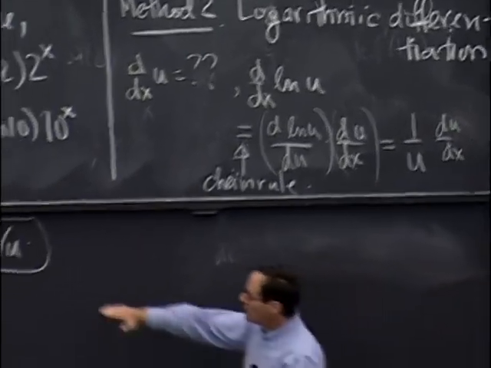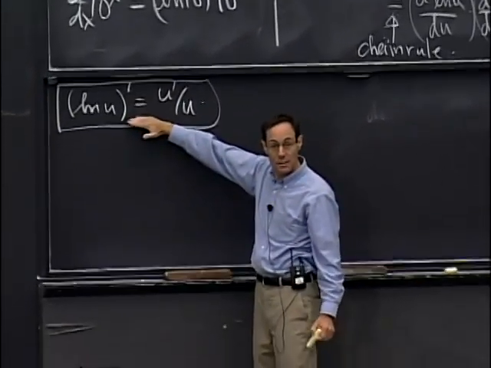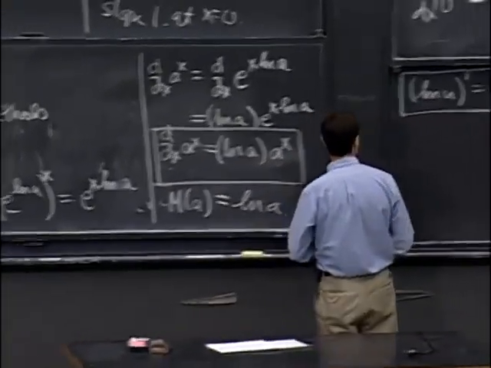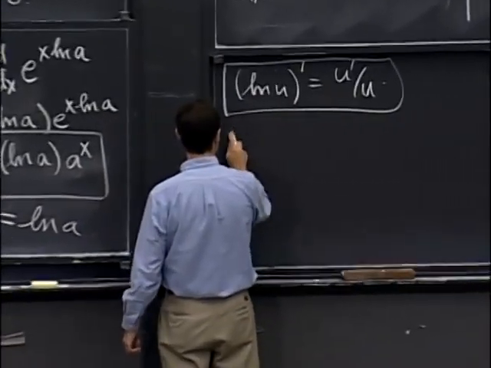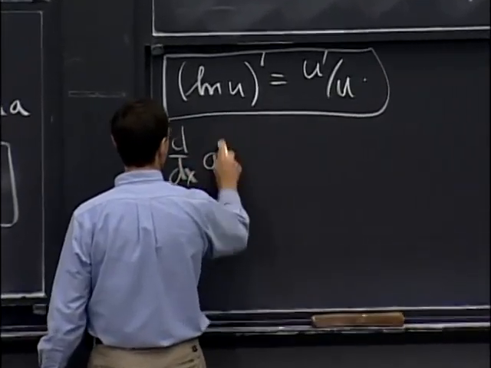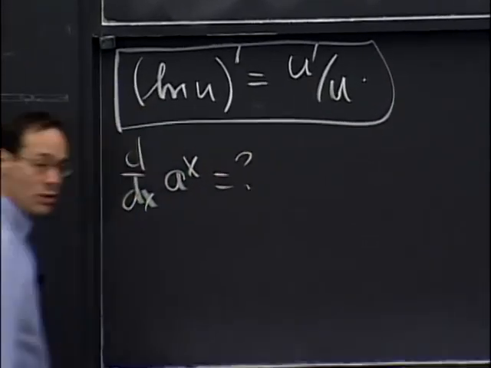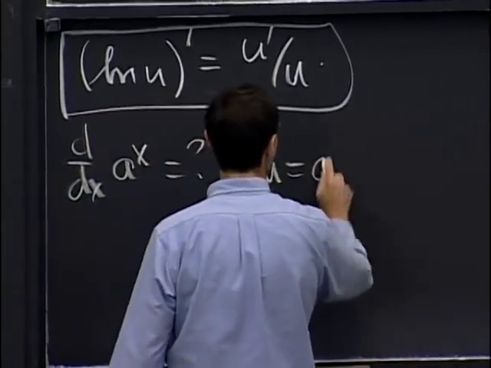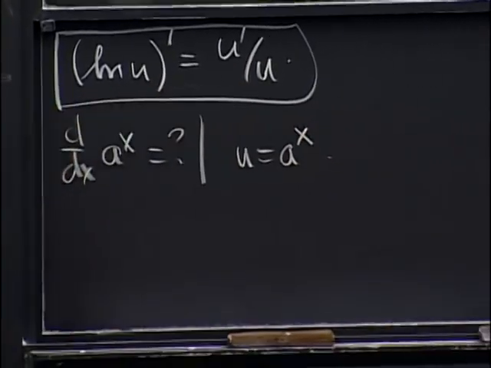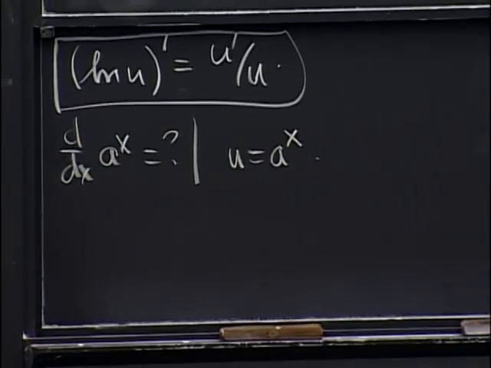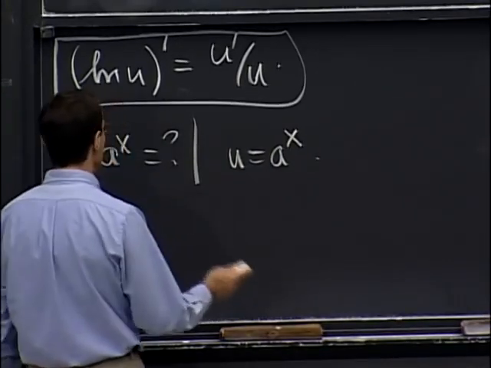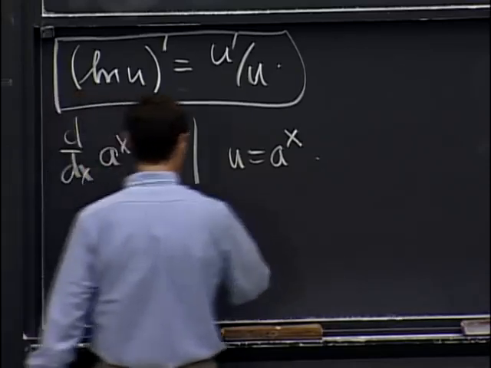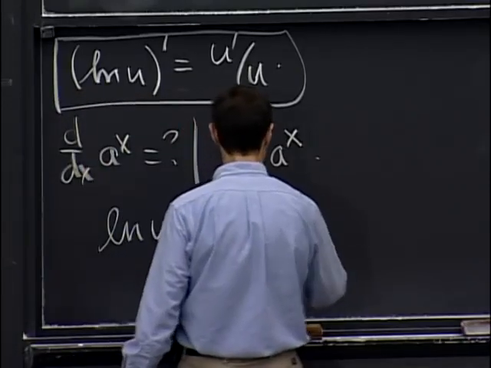All right, so now I've worked out this identity here. And now let's show how it handles this case, d by dx of a to the x. Let's do this one. So in order to get that one, I would take u is equal to a to the x. And now let's just take a look at what log u is. Log u is equal to x log a.